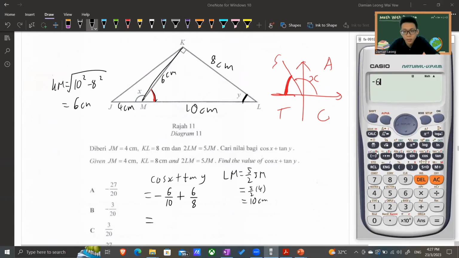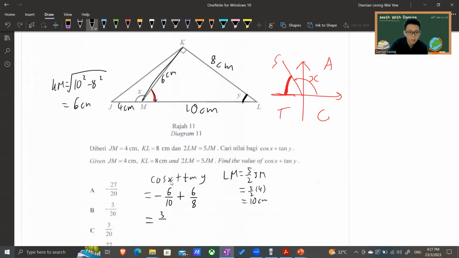So negative 6 over 10 plus 6 over 8. 3 over 20. Answer C.